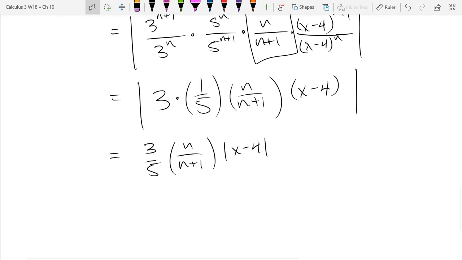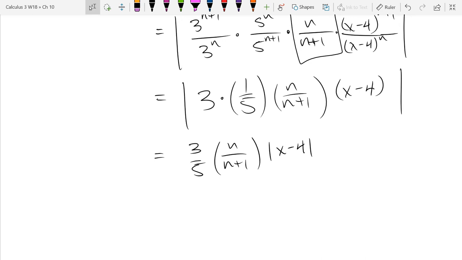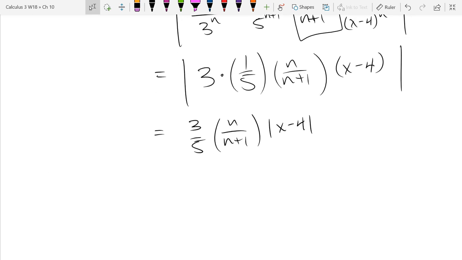All right. So now the ratio test says take a limit of this when n approaches infinity. And remember, this is going to be labeled as rho, or P, however you like to think of this.